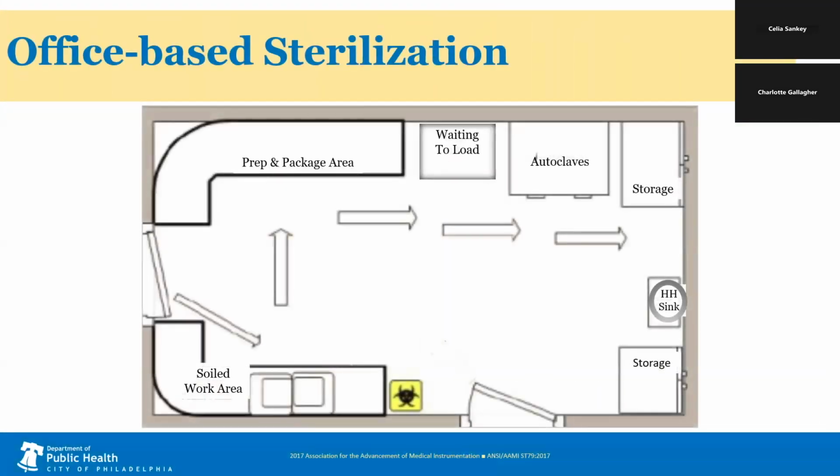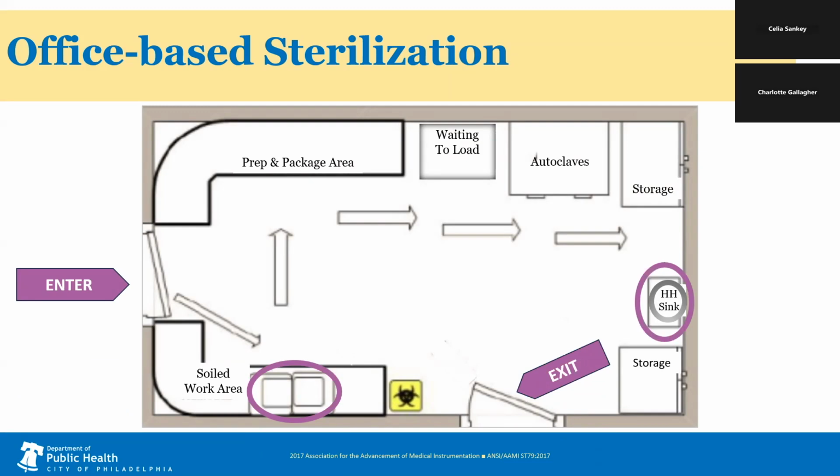Here is a one-room diagram that shows the arrow starts the flow at the entry door, soiled area, and then the clean areas of packaging, sterilization, storage. Then there's another exit door. And notice here that there's a sink for decontamination and a sink for hand hygiene. This way, staff does not become contaminated at the decontamination sink while performing hand hygiene.